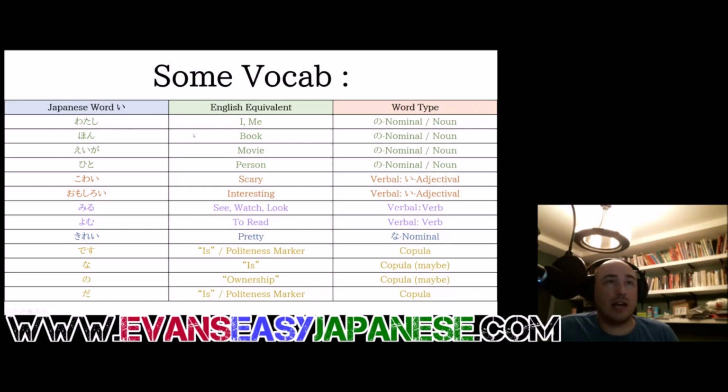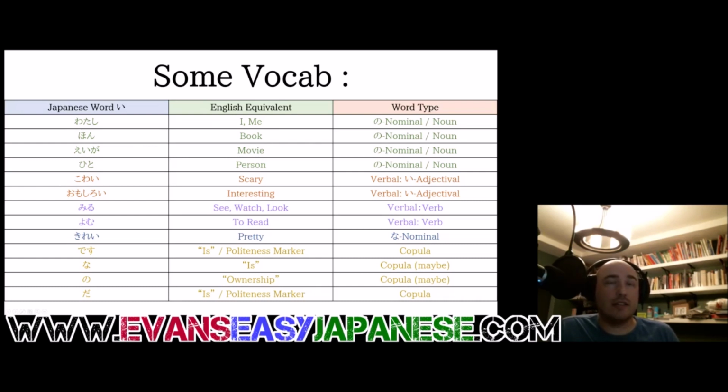We got watashi, I, me. It's a noun or a no nominal. Hon, book, no nominal. Oh, sorry, did I say non-nominal for this guy? I meant a no nominal. No nominal and a noun. Eiga, same thing. It means movie. Hito, same thing. It means person. So the first four are all no nominals and they're nouns. Watashi, hon, eiga, hito. I, me, book, movie, person.